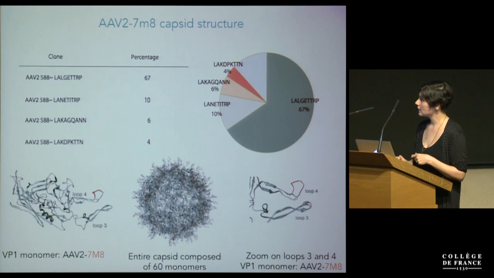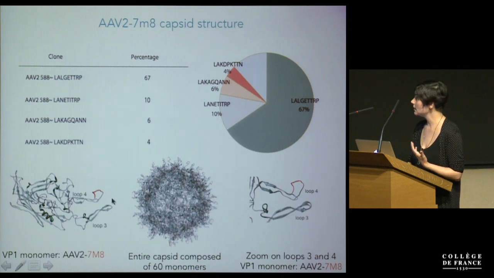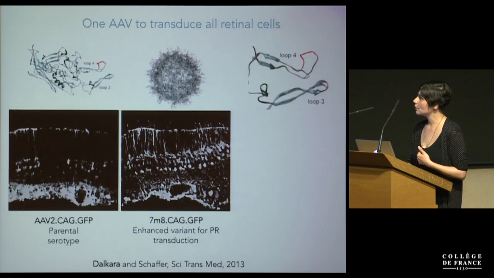This variant had the particularity of having a 7-mer insertion at a very particular site, and we thought there was something very special about the sequence that would allow better retinal penetration. Indeed, when we studied this variant, we saw that compared to the parental AAV2, it's able to penetrate all the way into the deepest layers of the retina and deliver GFP very efficiently.